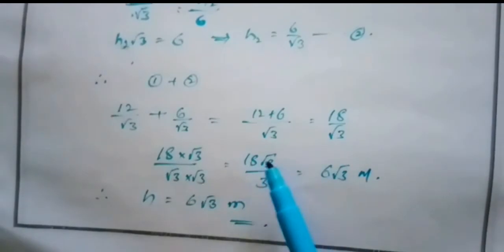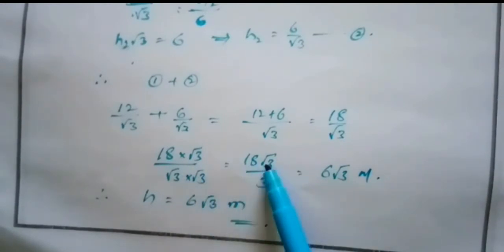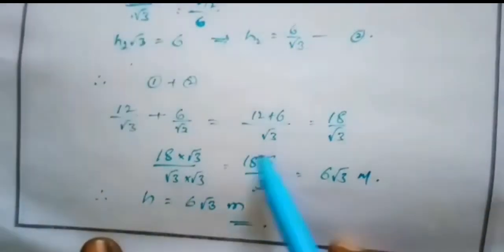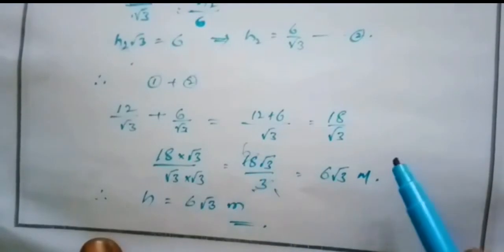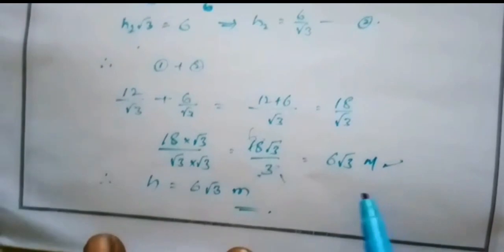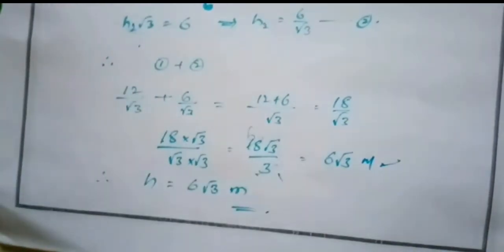Now rationalizing root 3: 18 into root 3 by root 3 into root 3, we get 18 root 3 by 3. Now 3 sixes are 18, so we get 6 root 3 meters, the total height of the tree. Therefore, the total height of the tree before falling is 6 root 3 meters. Okay, students.